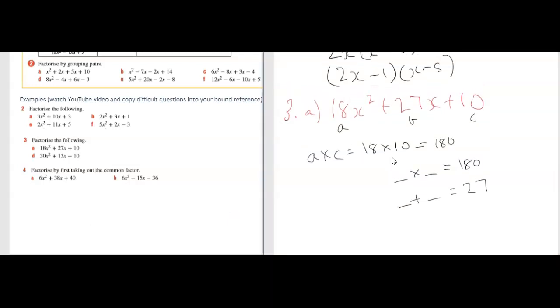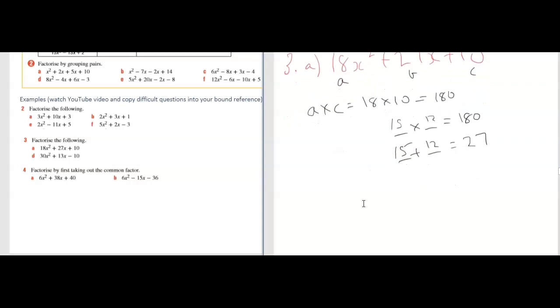So we've got 15 and 12. 15 times 12 gives you 180, and then 15 plus 12 gives you 27. So obviously you would have to probably go through quite a few factors of 180, but it's a bit time consuming for ones like this. Okay, so let's just write out our expression again.